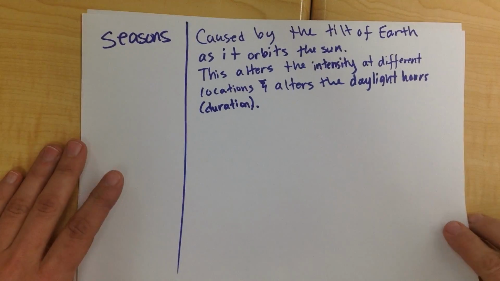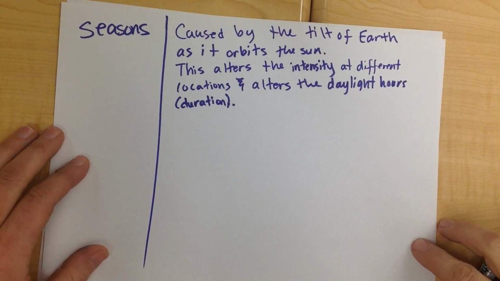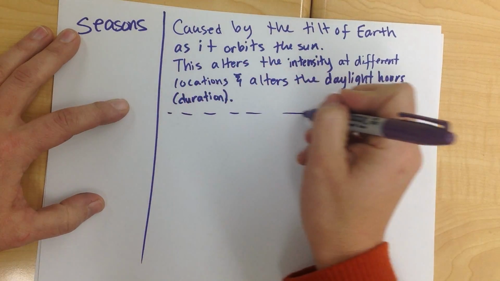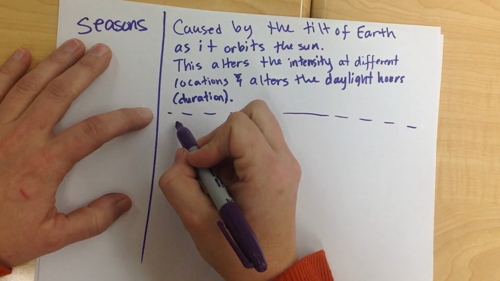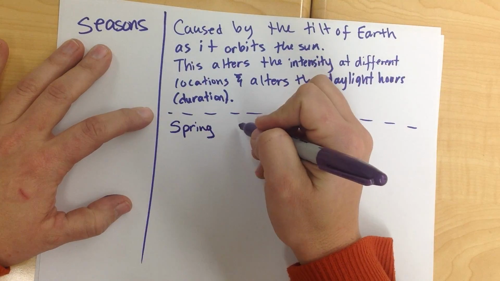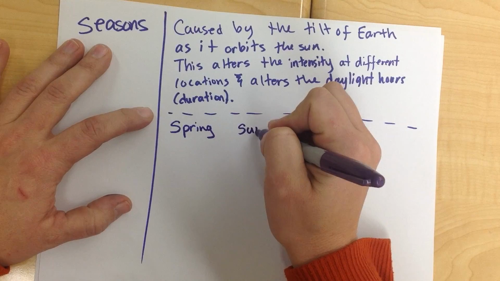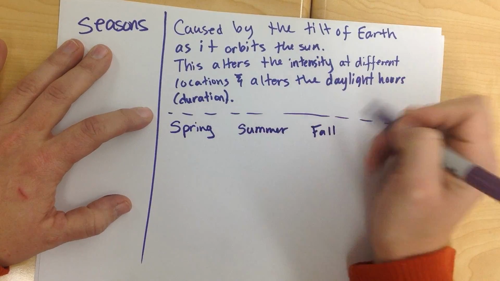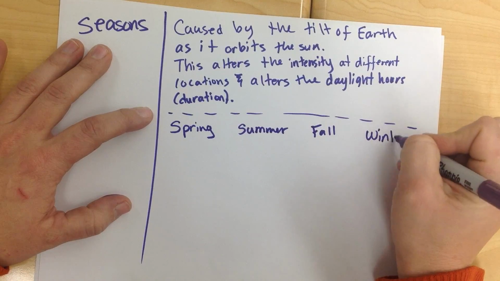All right, so let's go back to taking notes. So here we're going to go ahead and diagram our seasons. So I'm going to make myself a little line there. And I'm going to put in our 4 seasons. We're going to start with spring, then go into summer, and into fall, and then followed by winter.